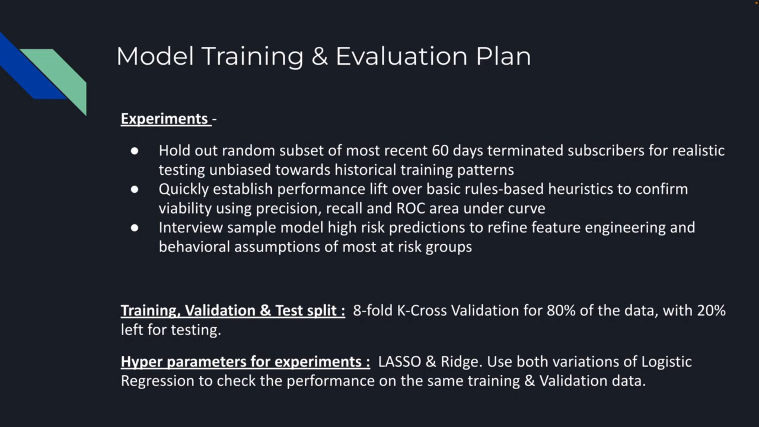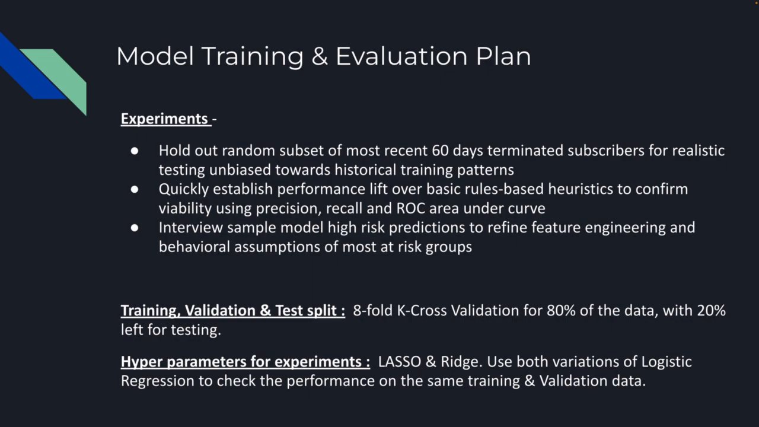Now, if we need to further check within logistic regression, there are two variations we can experiment with: lasso and ridge. We use both these variations, and when we run the models we check which one is performing better after validation, and whichever model performs better will be further trained on the 20% left for testing.